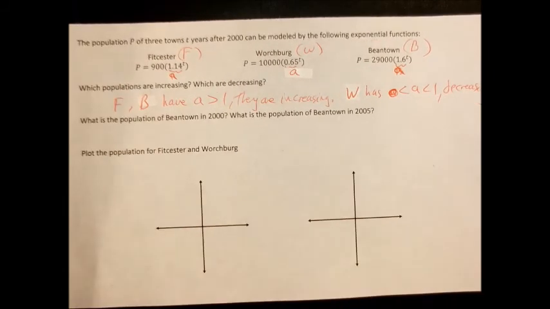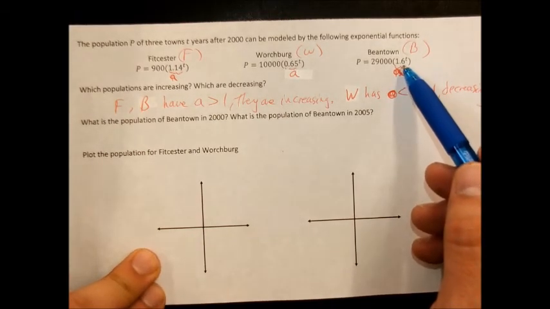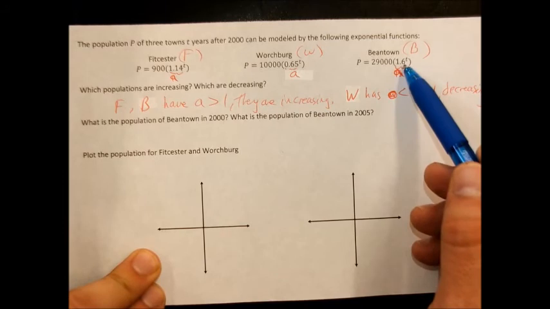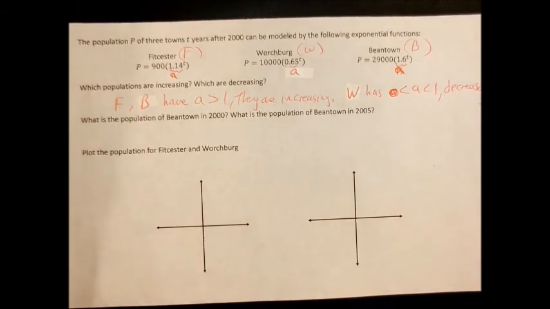Which one's increasing the most, the quickest, the fastest? Yeah, Beantown's got the biggest A, right? 1.6. And so that one's going up the quickest. Just to be clear about that.